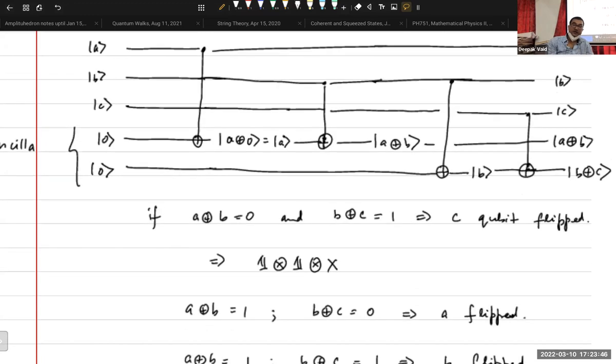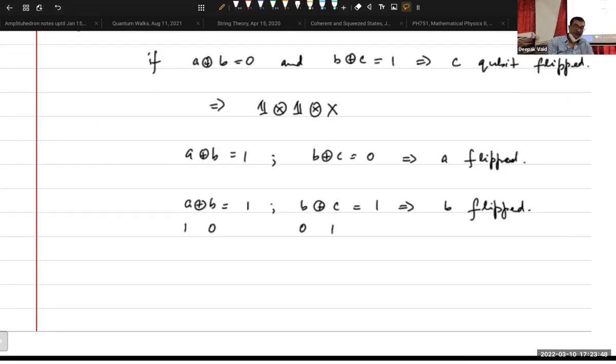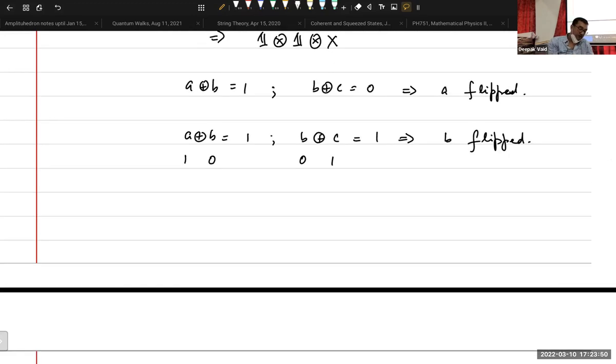So now I'll continue the circuit. I'll begin the circuit from this point onwards, where I have stored the parity information in the ancilla qubits.